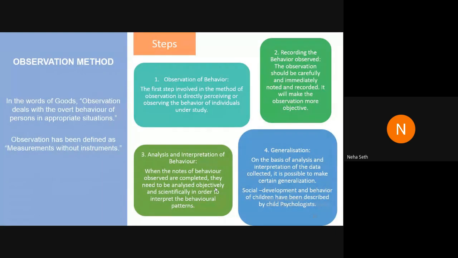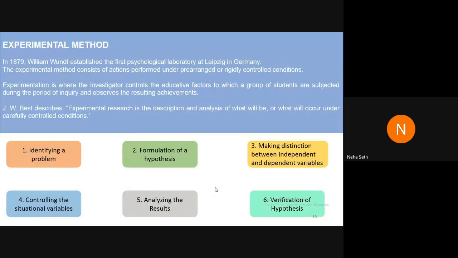Next, please. And the last is the experimental method. As the name suggests, it is an experiment. Now, in 1879, Wilhelm Wundt established the first psychological laboratory in Leipzig, a city in Germany. This experimental method consists of actions performed under pre-arranged or rigidly controlled conditions. People are invited to this lab, they are told that they are under observation, they are given a situation and asked to react accordingly.